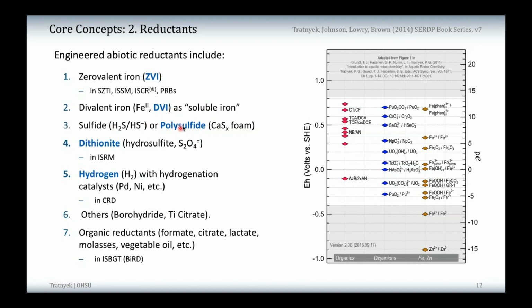Sulfide, you could add sulfide. People do add polysulfide. There's a lot of applications along those lines. Dithionite, we've talked about, is something that's been used in the field. And then in the context of palladium catalyzed hydrogenation, people would actually add hydrogen directly. There's a few other possible chemical reductants, but they're not well developed at this point.